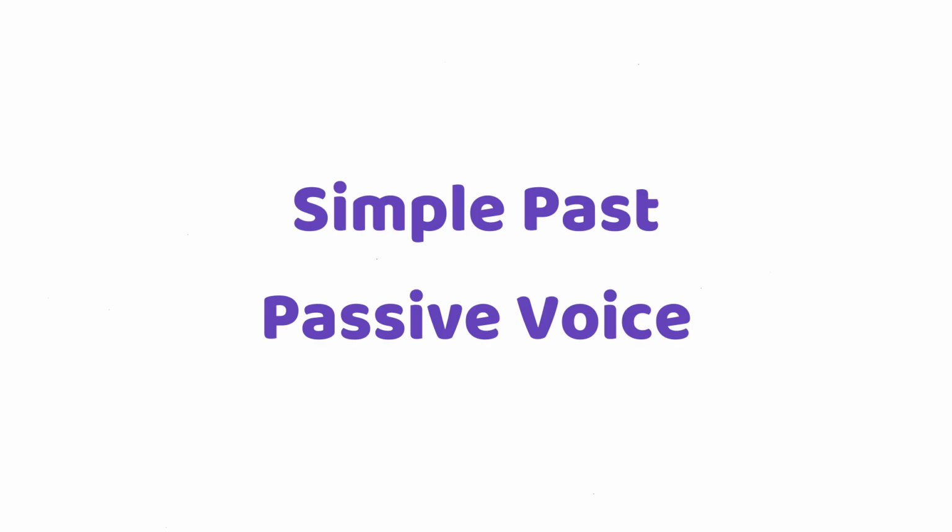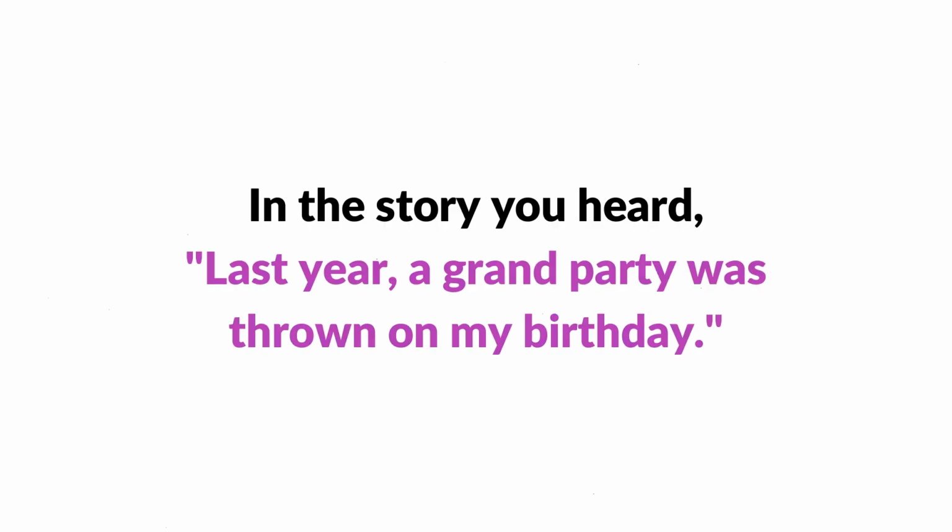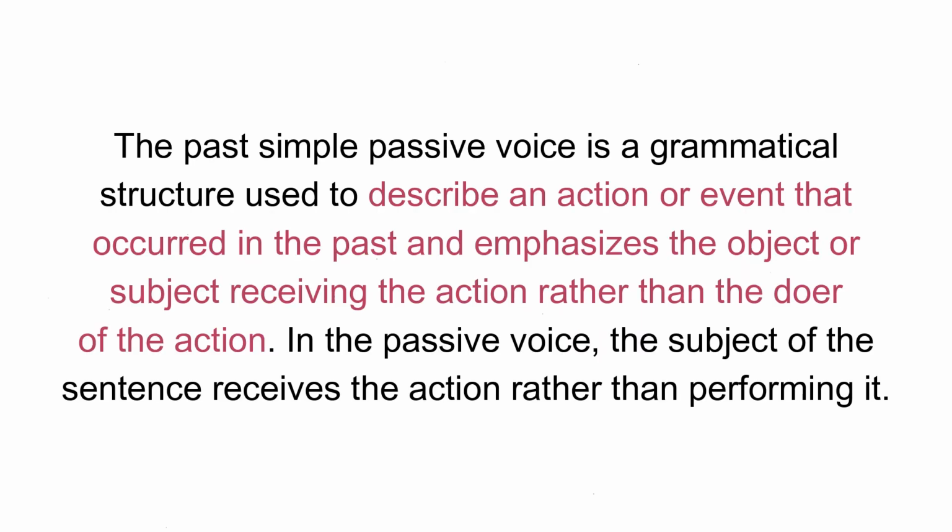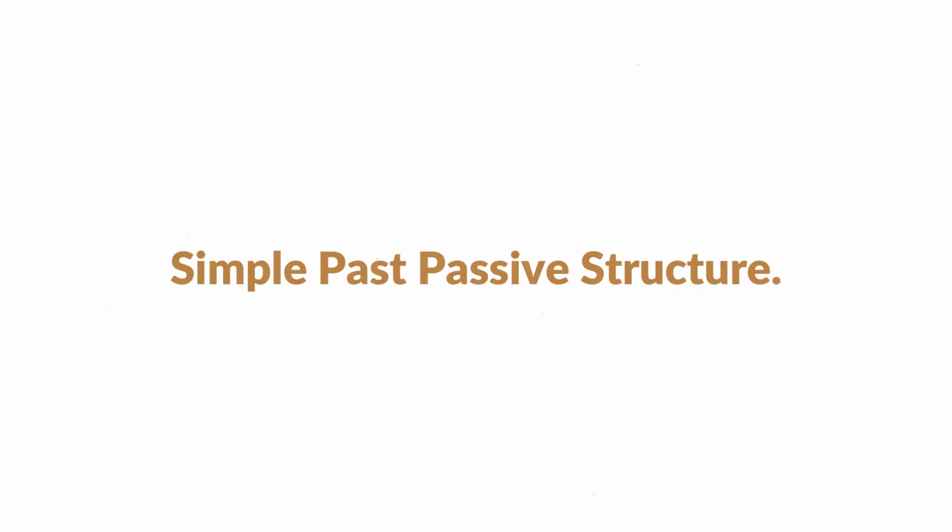Simple past passive voice. In the story you heard, last year, a grand party was thrown on my birthday. The past simple passive voice is a grammatical structure used to describe an action or event that occurred in the past and emphasizes the object or subject receiving the action rather than the doer of the action. In the passive voice, the subject of the sentence receives the action rather than performing it. Simple past passive voice structure.